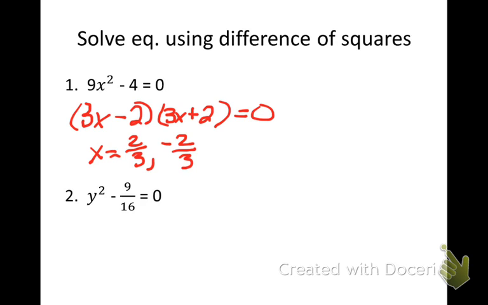Number 2, is it set equal to 0? Yes. Is y squared a perfect square? Yes. Well, nothing in common. I forgot to say that one again. Is 9/16? Well, yes, because both numerator and denominator are perfect squares. So this is a difference of squares.